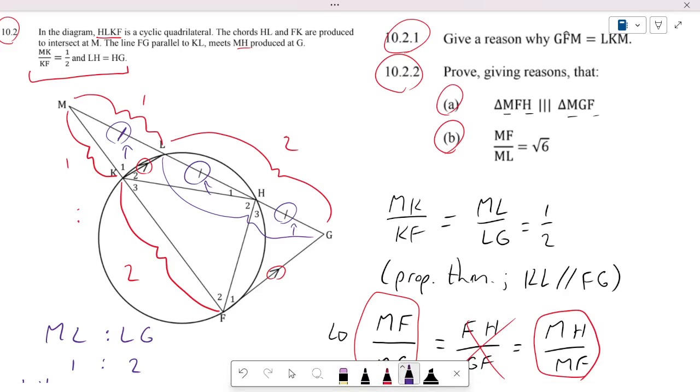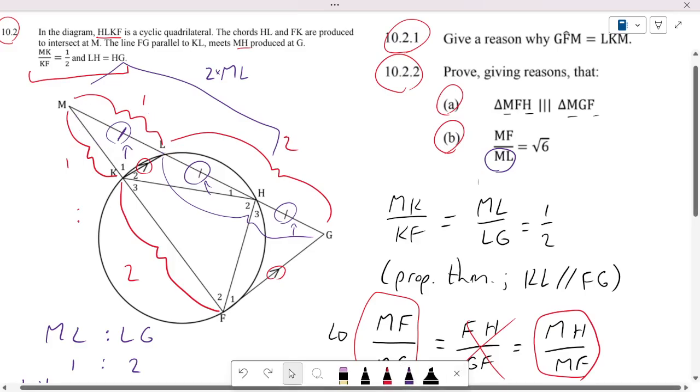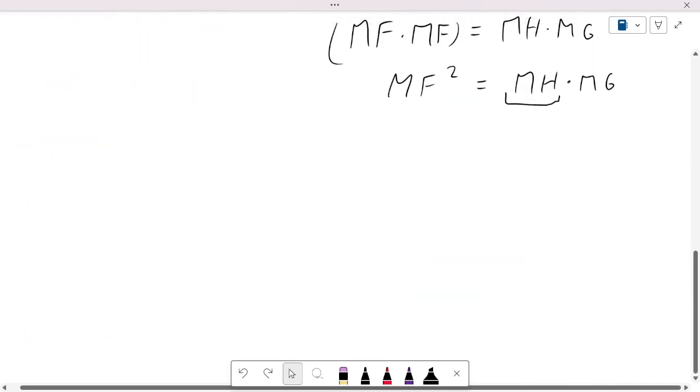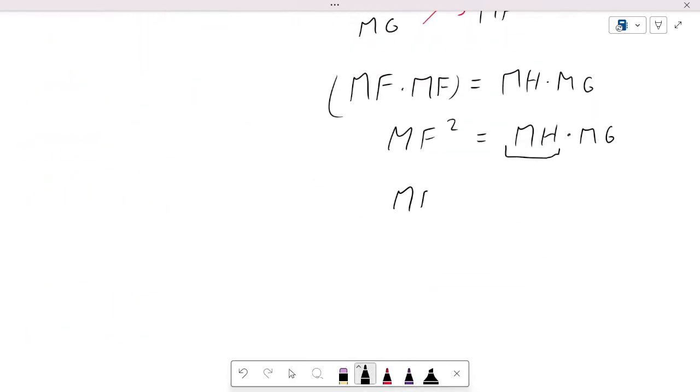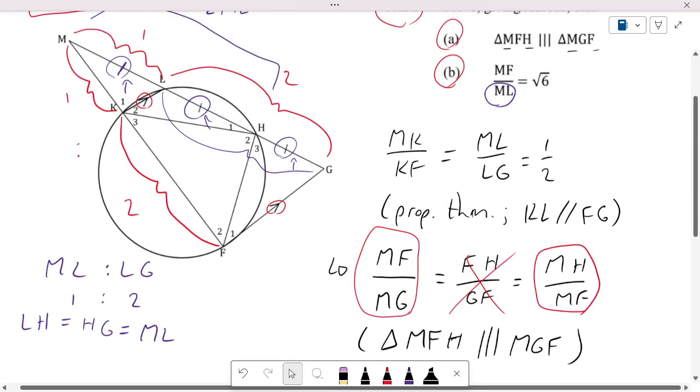So let's look at ML. ML is here. MH is here, right? We know that MH is just equal to 2 times ML, because I'm trying to include ML only. So MH is just ML multiplied twice. So that's how we're going to write it: MF all squared is equal to 2 times ML multiplied by MG. Let's look at where MG is. It should work out to give us ML times 3, I believe.